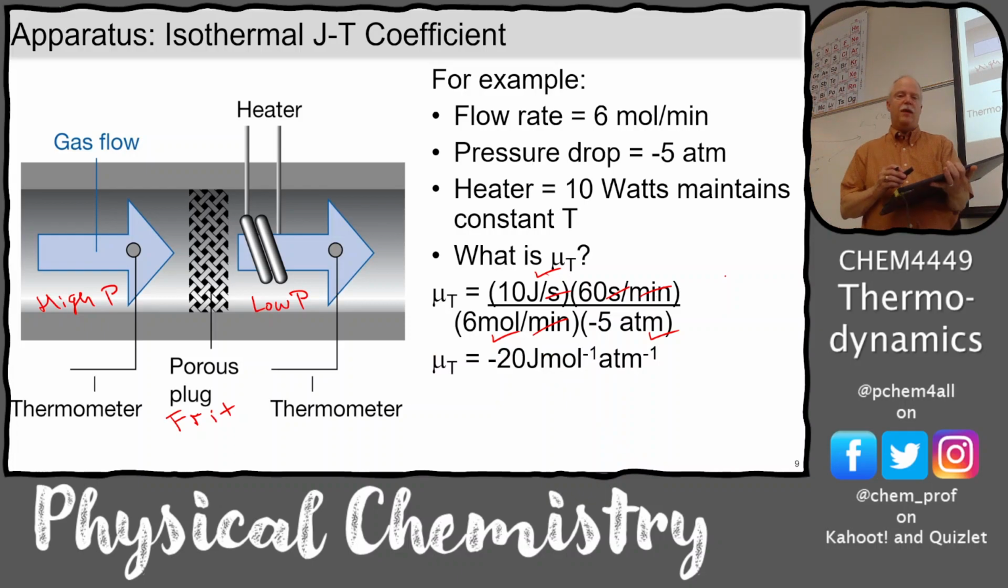And so it's minus 20 joules per mole per atmosphere difference. So if there's a 1 atmosphere difference and it's flowing through that frit, it will lose 20 joules per mole.